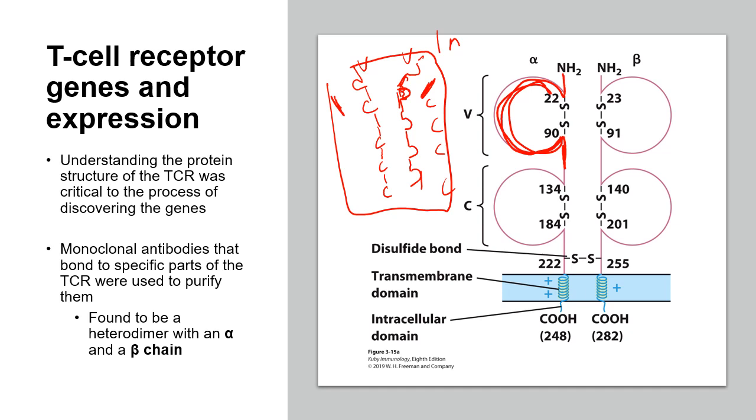And what they did was they actually used monoclonal antibodies that bound to specific parts of the T-cell receptor. So they actually generated antibodies to T-cell receptors and then used those to try to purify T-cell receptors. And they found out that it was a heterodimer, meaning it's got two subunits that are different from each other, with an alpha and beta chain.